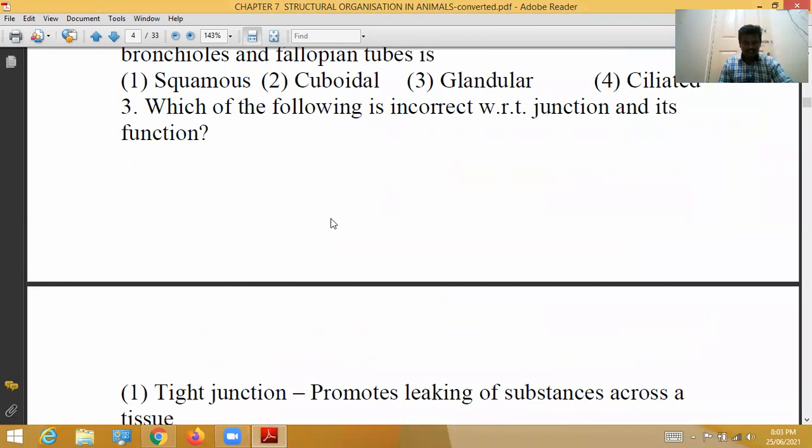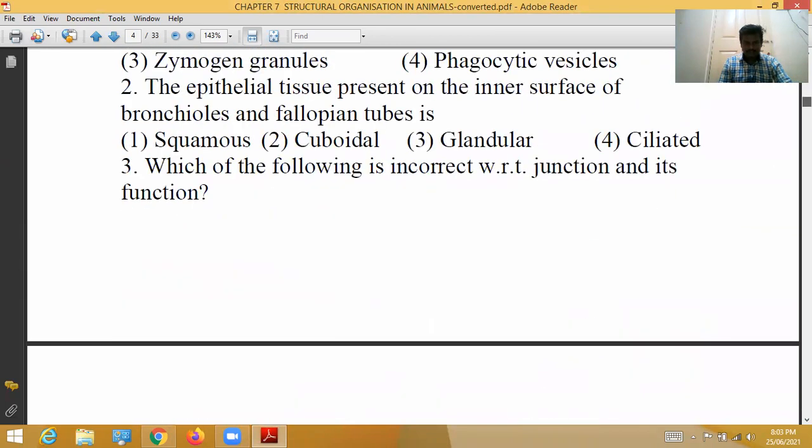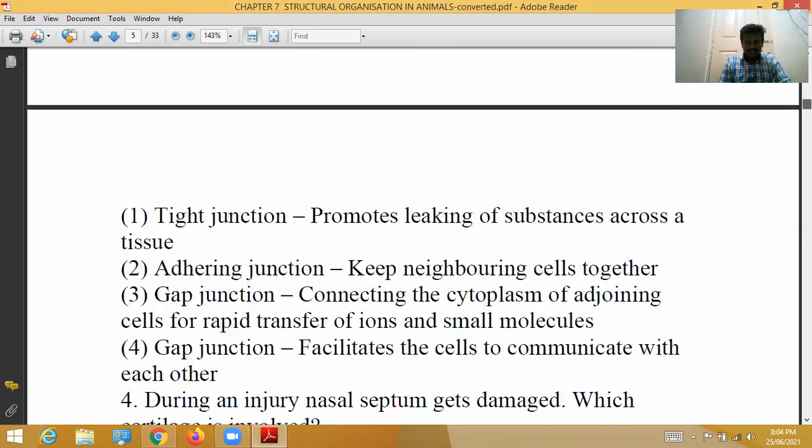Third question. Which of the following is incorrect with respect to the junctions and their functions? There are four options given. Among those four options, which one is incorrect? Tight junction promotes leaking of substances across tissue. Generally, a tight junction does not perform this function. Tight junctions don't allow leaking of substances across tissue, but here it says promotes leaking. So the first option is wrong.